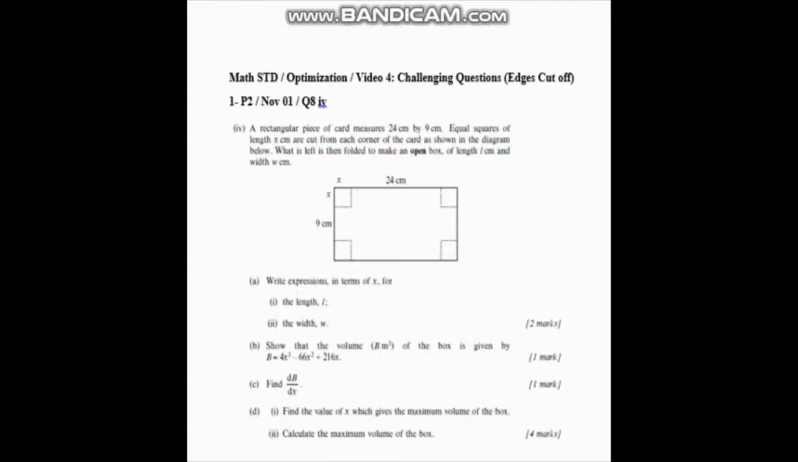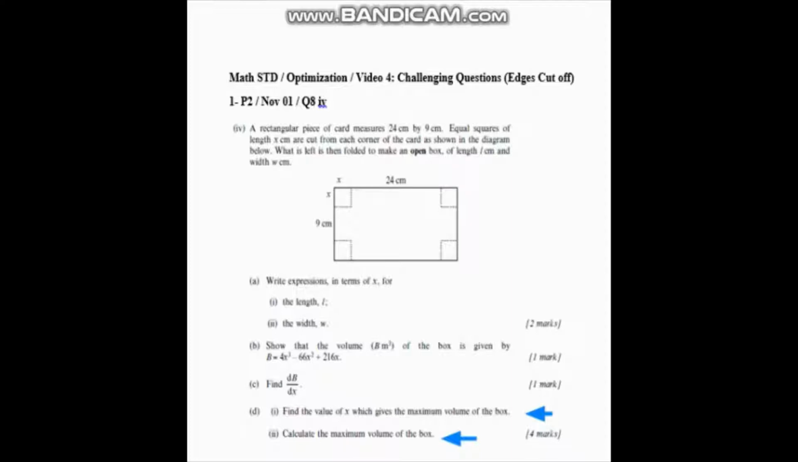In question D, I'm required to find the value of x which gives the maximum volume of the box, and then to calculate the maximum volume of the box. So of course we know that the maximum volume shall occur when V dash equals 0. V here represents the volume. Or B maximum shall occur when B dash equals 0.